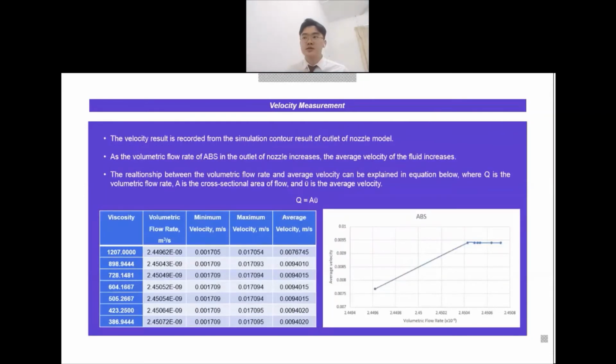Next is the velocity measurement. The velocity result is recorded from the simulation control result of the outlet of the nozzle model. As the volumetric flow rate of ABS at the outlet of the nozzle increases, the average velocity of the fluid increases. The relationship between the volumetric flow rate and average velocity can be explained by the equation below, Q = A × V, where Q is the volumetric flow rate, A is the cross-sectional area of flow, and V is the average velocity. As mentioned before, because the melted ABS is incompressible, the flow rate is not affected by the cross-sectional area of the regions, but the cross-sectional area has an effect on the overall average speed.